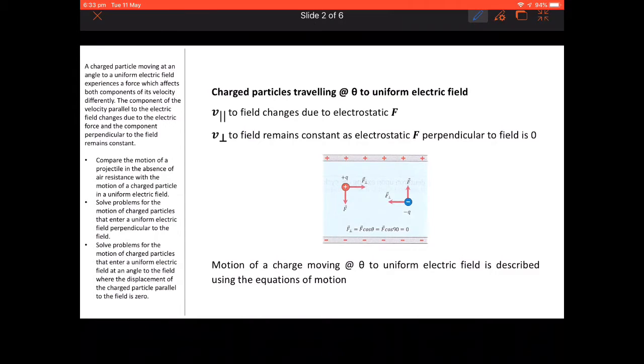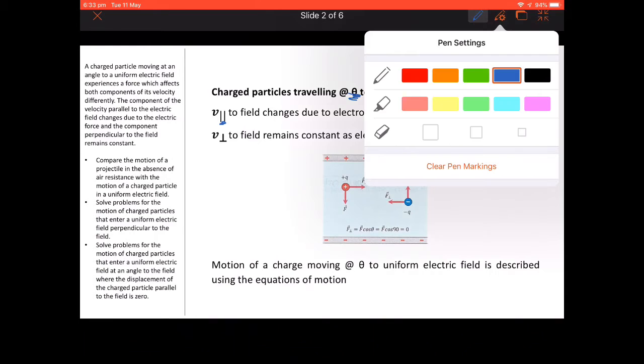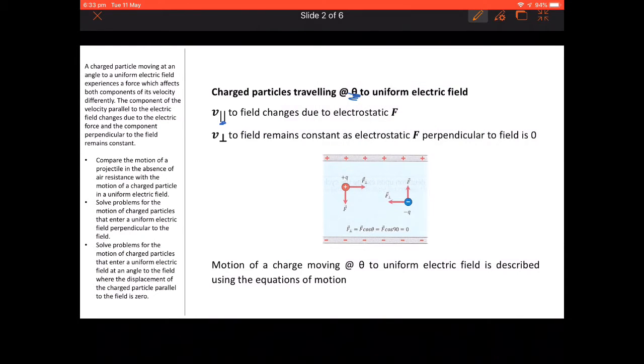So charged particles travelling at an angle to a uniform electric field, I've just used theta here to represent the angle. The velocity of particles parallel, this symbol here means parallel, to the field changes due to the electrostatic force. So in our diagram, the force lines will be travelling from positive to negative.